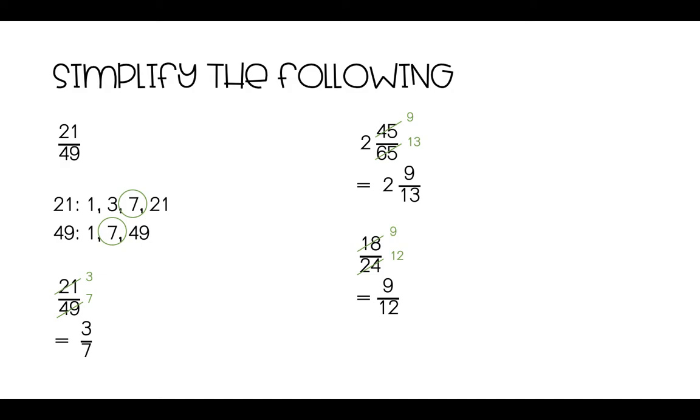Now, every time you get to a new fraction, you're going to ask, is this in its simplest form? Are there any other common factors? And I can see here that a common factor of 9 and 12 is 3. So 3 goes into 9 3 times, and it goes into 12 4 times. So our final simplified answer here is 3/4.